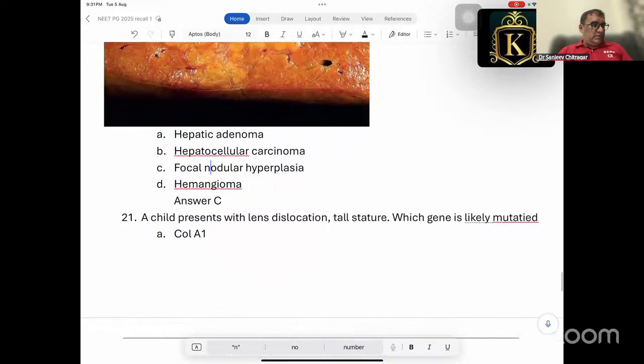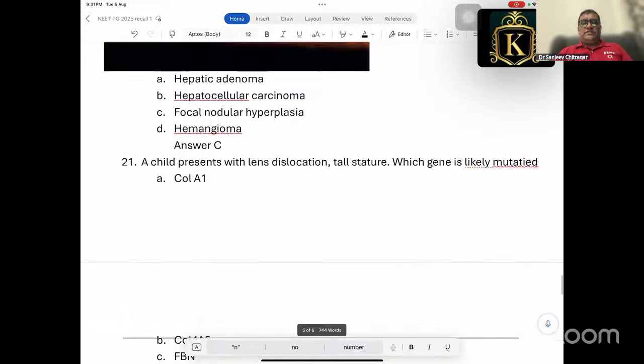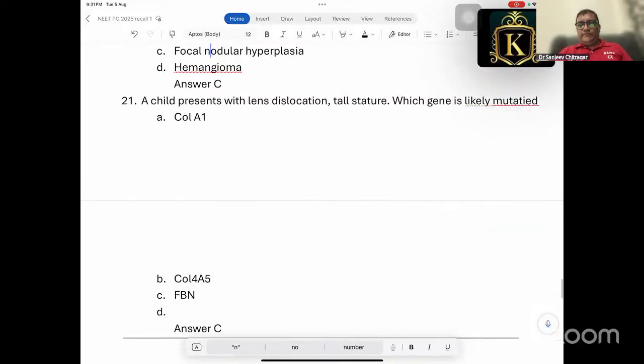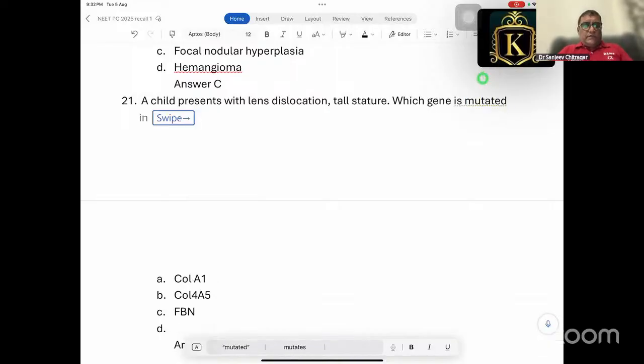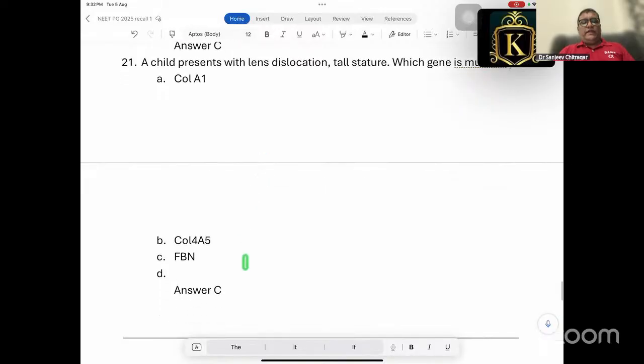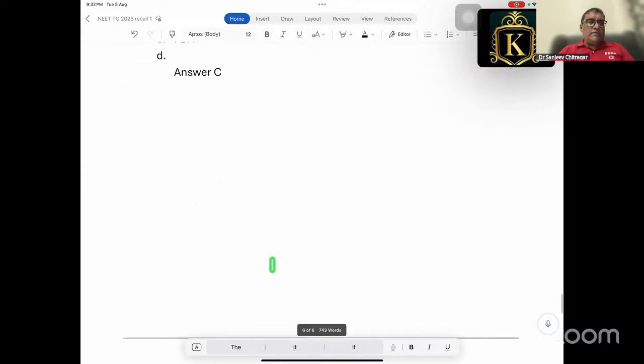Next, a child presents with lens dislocation and tall stature. What gene is likely mutated? Simple question. This was your Marfan syndrome, isn't it? Marfan syndrome is a fibrillin mutation, FBN. Fibrillin mutation. So these were the questions from pathology.